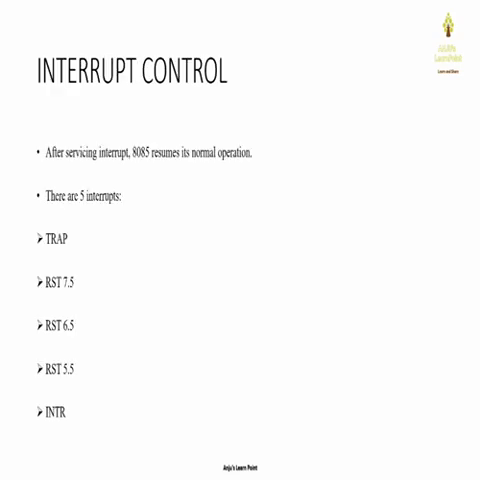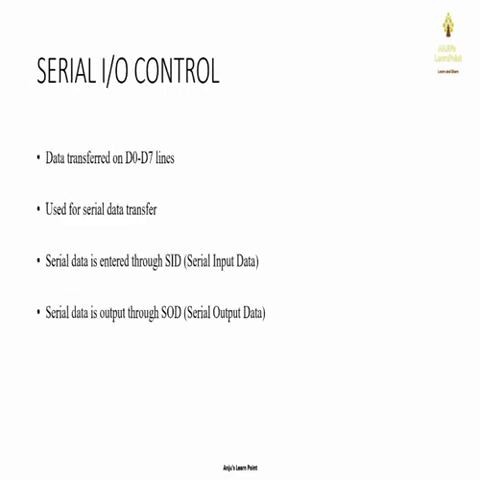Next is the interrupt control. So what is an interrupt? An interrupt is nothing but the occurrence of some external disturbance. Once the interrupt has been serviced, the microprocessor will resume its normal operation. There are 5 basic interrupts available in 8085. They are TRAP, RST 7.5, RST 6.5, RST 5.5 and INTR.